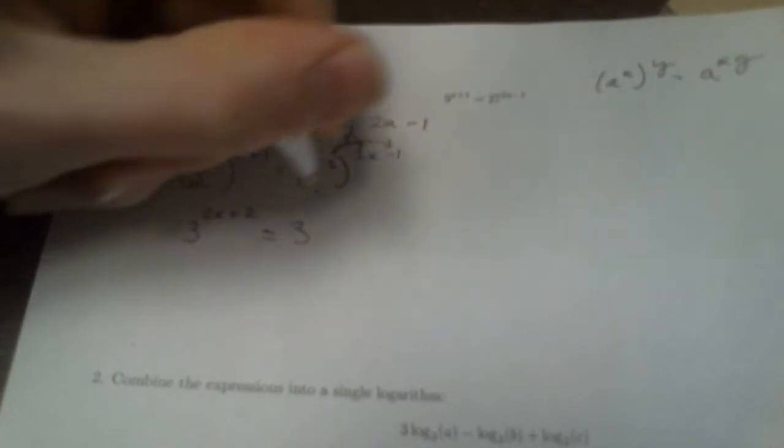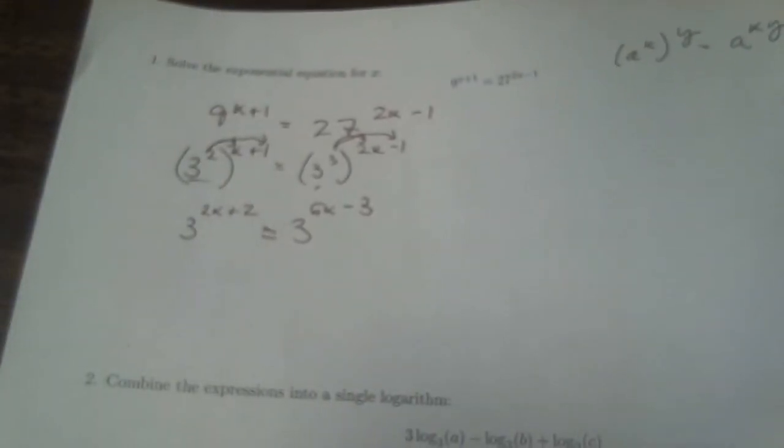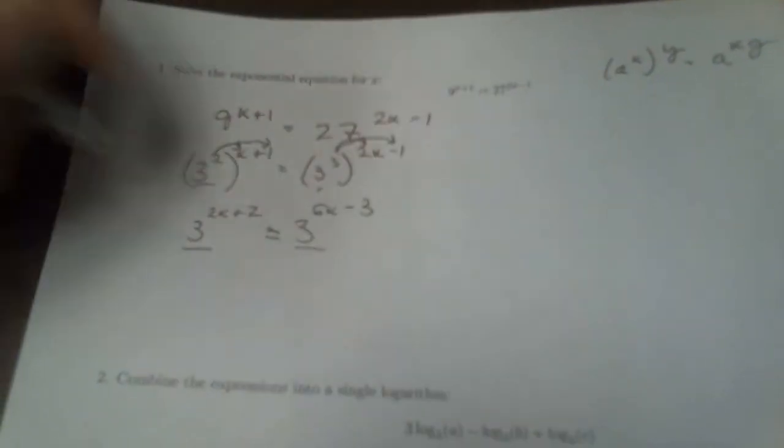And here we can do a similar thing, so we can distribute the 3. So 3 times 2x is going to be 6x minus 3. Once you have both sides written in terms of the same base, you can just set the exponents equal to one another. So to solve this for x, you can just set 2x plus 2 equal to 6x minus 3. And now we just have a linear equation that we need to solve.